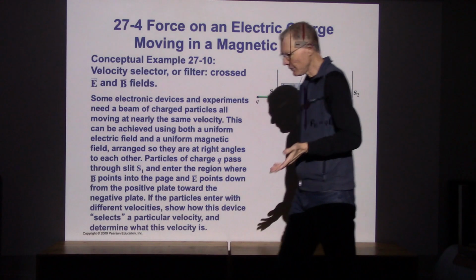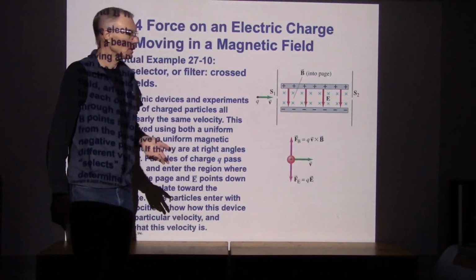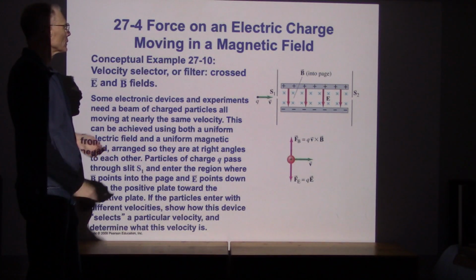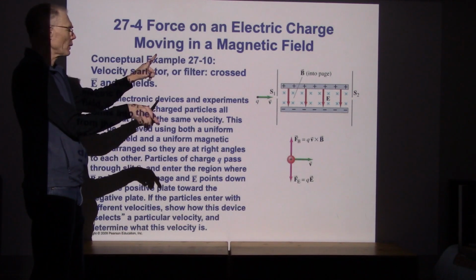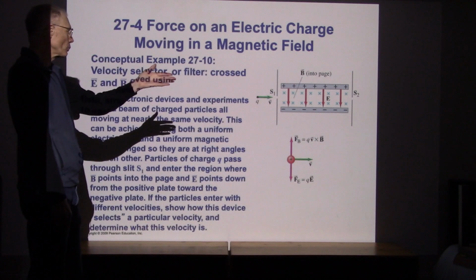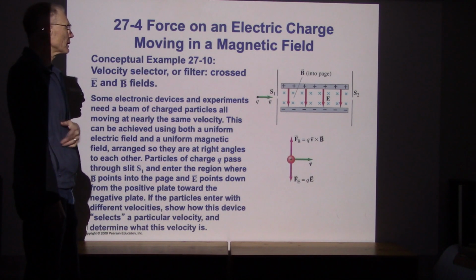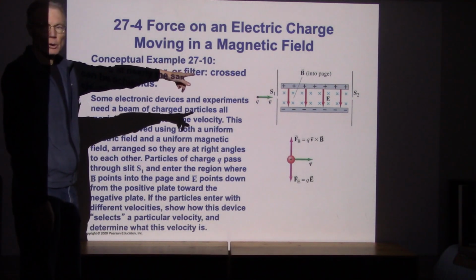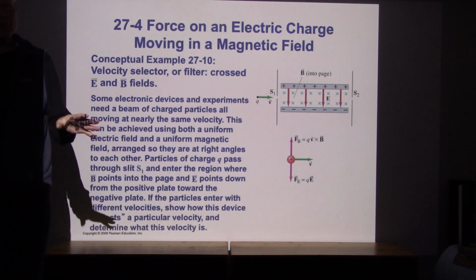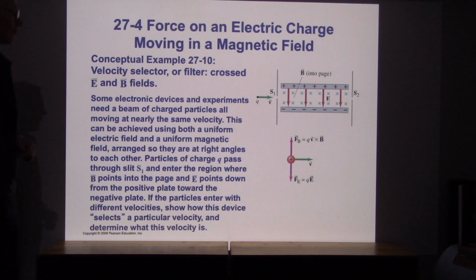So kind of interesting, right, that you can use electric and magnetic fields to redirect all of these charged particles, and in this case, only the ones with a particular velocity that we're looking for are going to get through. So everything coming out from that opening on the other side, pretty much all those charges are going to have the same velocity.